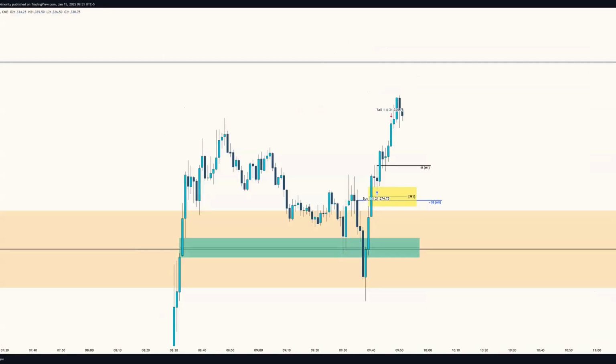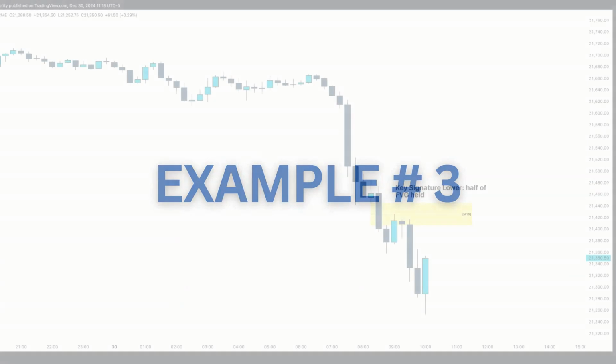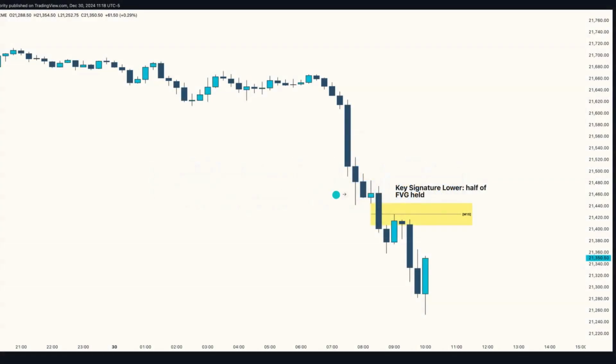This is the exact trade that I took. If you want to watch a more in-depth explanation of how I even got to that point. Again, what are we seeing here? A 15-minute fair value gap.